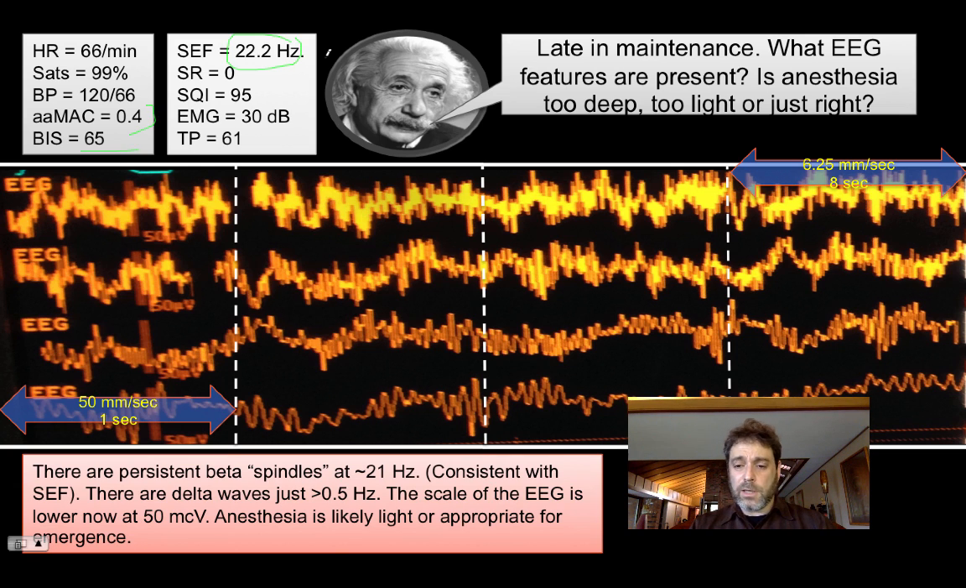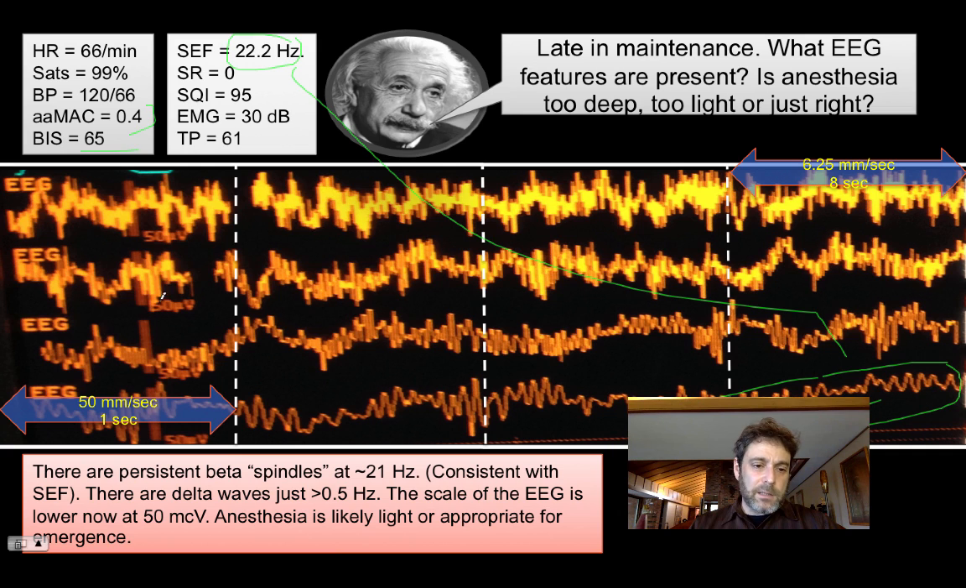Now actually, if you look at that, you could count here. You can see 1, 2, 3, 4, 5, 6, 7, 8, 9, 10, 11, 12, 13, 14, 15, 16, 17, 18, 19, 20, 21. So looking at the frequency of the waves, it's certainly consistent with our spectral edge frequency over there. And our volatile anesthetic concentration is quite low. We still do have slow delta waves, but I think taking all of this information together, it looks more consistent with an emerging pattern.